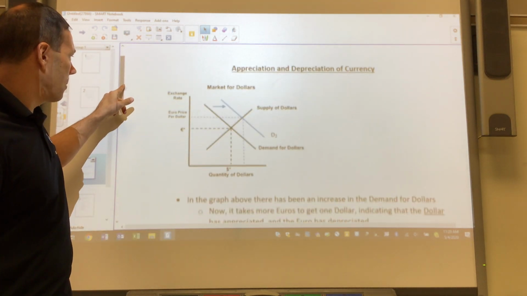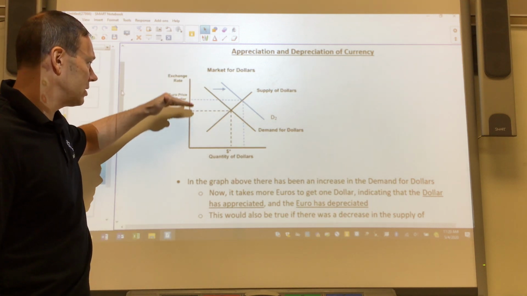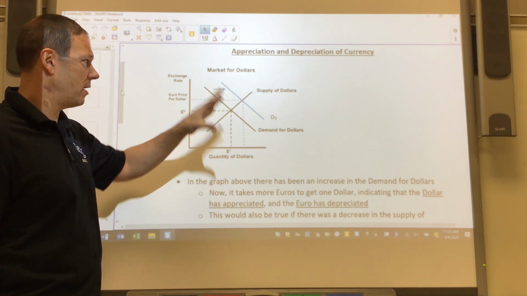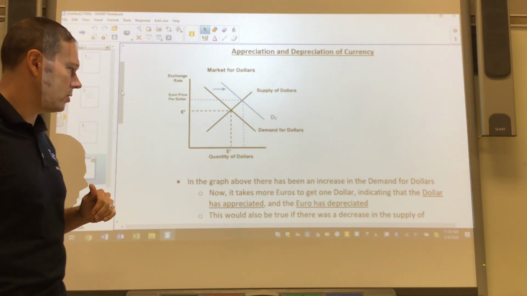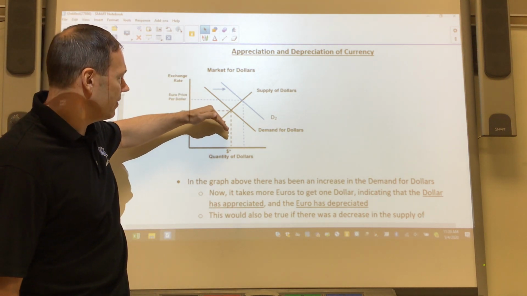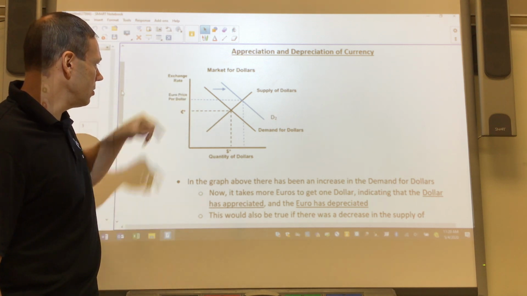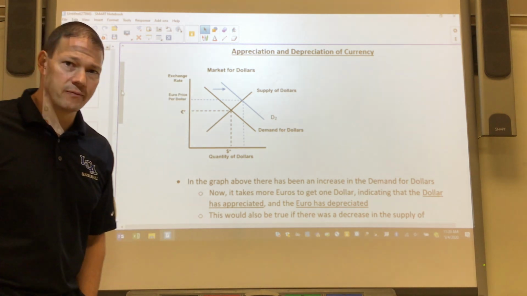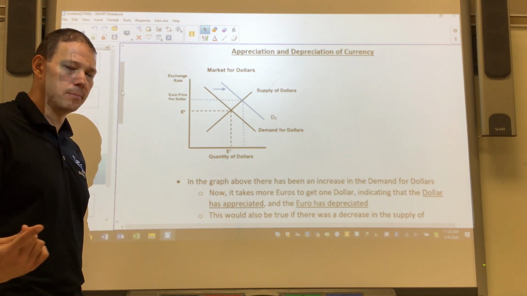Now, let's talk about appreciation and depreciation. We're primarily focused on this axis as supply and demand for dollars in the world changes. How does it affect the value of the dollar? In this case, as you can see on my graph, I have increased the demand for dollars, and that has increased the euro price of the dollar. In other words, it now takes more euros to get a dollar.